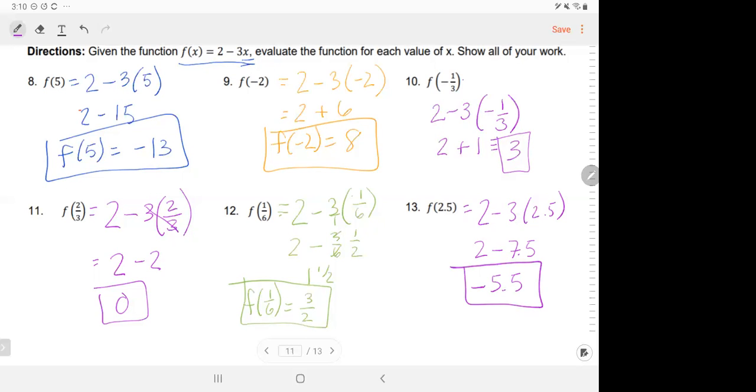So remember, if it gives you your input in terms of a decimal, you can leave your answer in terms of decimal. If it gives you your input in terms of a fraction, like over here, leave your answer in terms of a fraction.